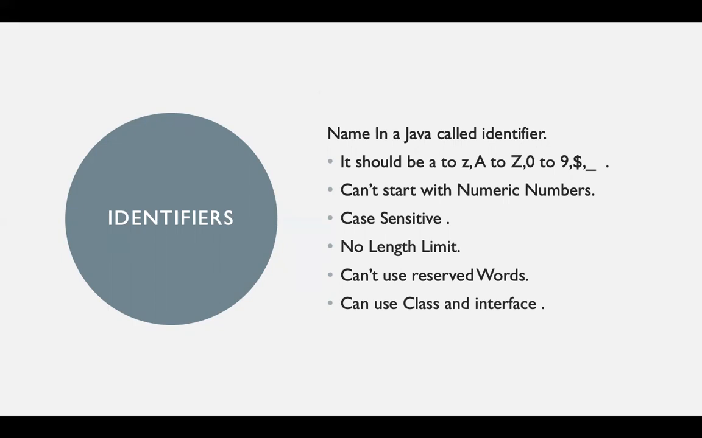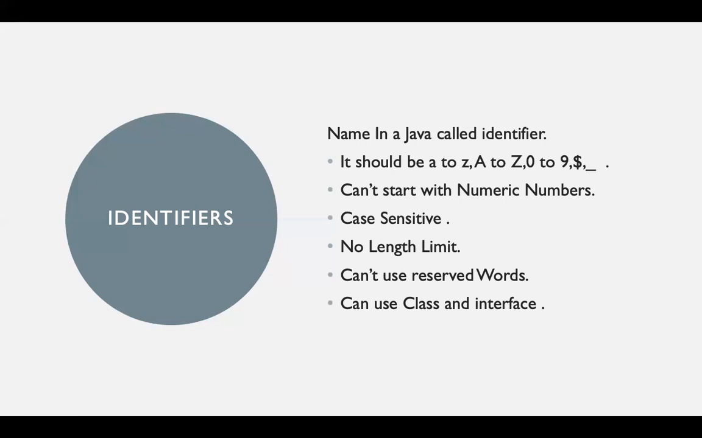To write this specific identifier, we have a set of rules. It should be alphabets, small a to small z or capital A to capital Z, and 0 to 9, and you can use dollar and you can use underscore. These are the only symbols that we can use to create an identifier. Apart from these, you cannot use any special symbols. Only two special symbols are allowed: one is dollar, one is underscore.